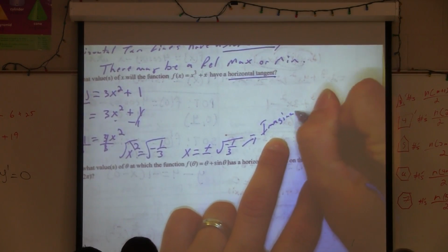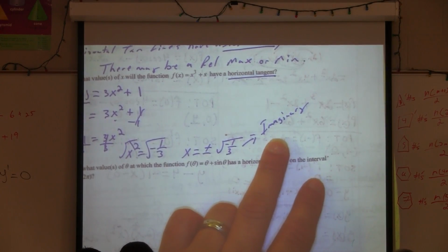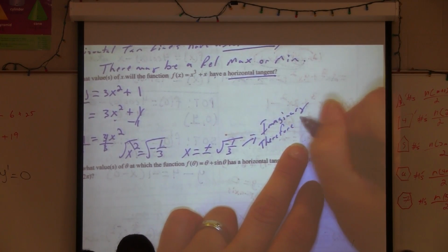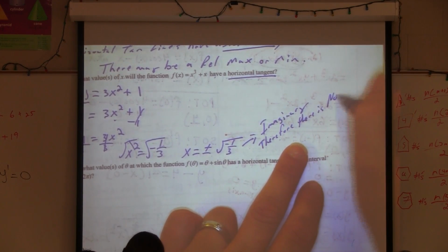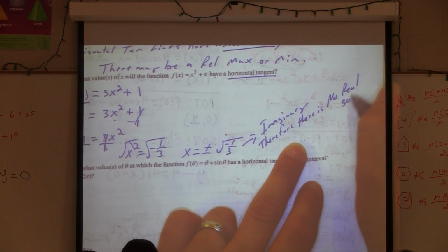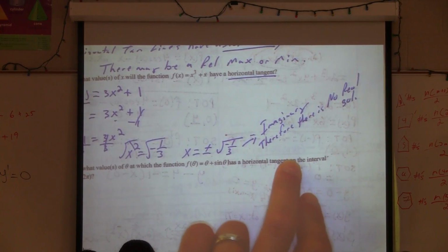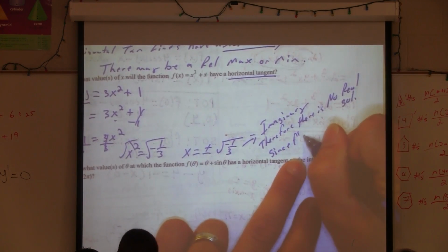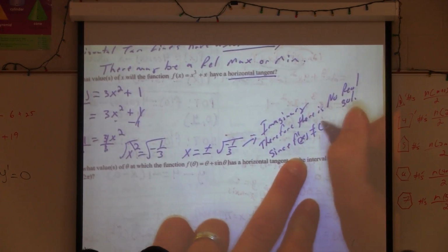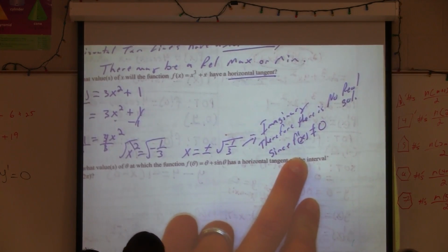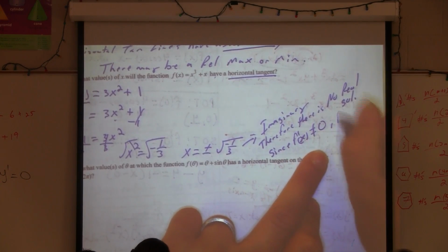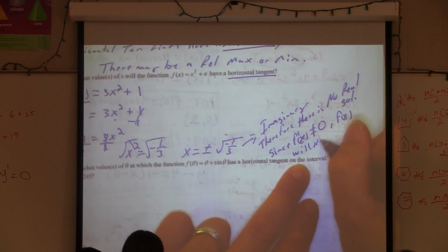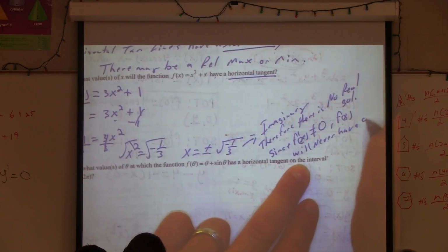So this is an imaginary answer, right? Therefore, there is no real solution, right? So what we can say is that since the derivative never equals zero, the original function f of x will never have a what?